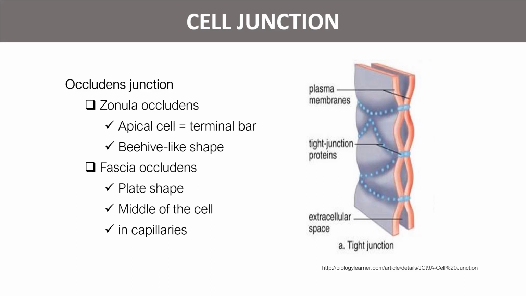This is beehive shape. The second is fascia occludens. Fascia occludens is similar to the zonula but present in the center of the cells. Zonula occludens are plate-shaped and abundant in capillaries only.